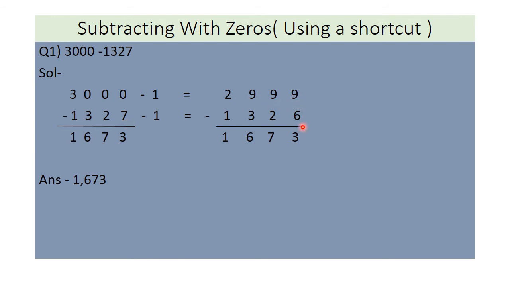So now 9 minus 6 is 3, 9 minus 2 is 7, 9 minus 3 is again 6, and 2 minus 1 is 1. So now your difference is 1,673 in both the cases, whether you are subtracting with zeros or subtracting 1 from the minuend and from the subtrahend and using the shortcut method. Though we are not supposed to practice these kinds of shortcut methods, in the exercise there are no questions given related to the shortcut method, but I just wanted you to know about this subtraction strategy.